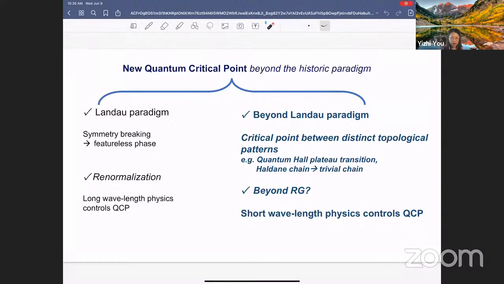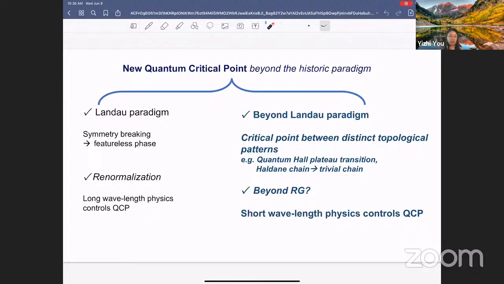And in principle, there could be a critical point or continuous phase transition connecting two phases with the same symmetry pattern, but distinct topological patterns. So this topic is actually well explored during the past few decades. And the well-known example is the quantum Hall plateau transition, where two phases have the same symmetry pattern, but they are different in terms of their Chern number or in terms of their quantized Hall conductance.